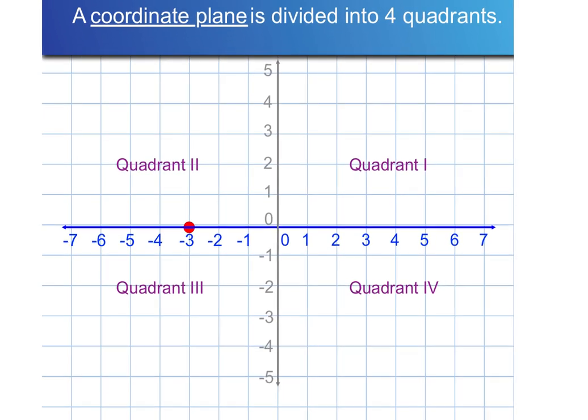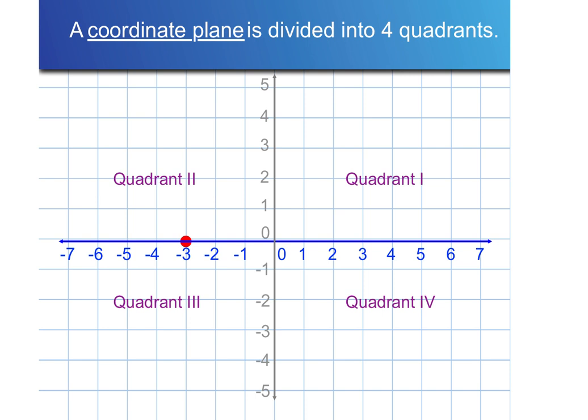Where those 2 lines meet, they split our coordinate plane into 4 sections. Anyone know the name of this point in the middle where they intersect? It has its own name, Sam. It's the origin. So that 0, 0 point is the origin, and it's split into 4 sections called quadrants.